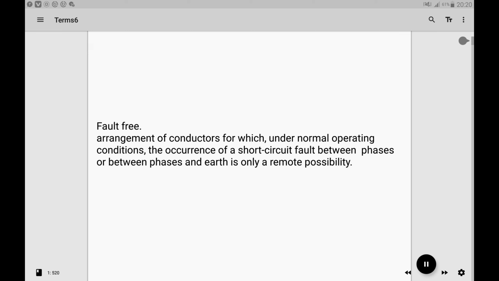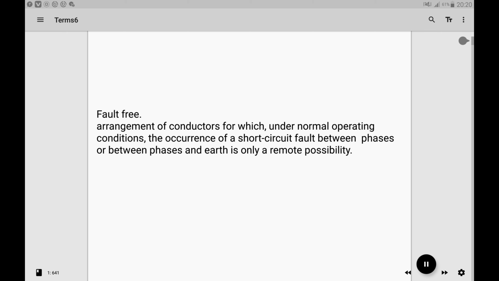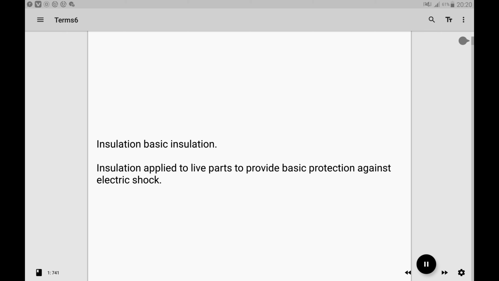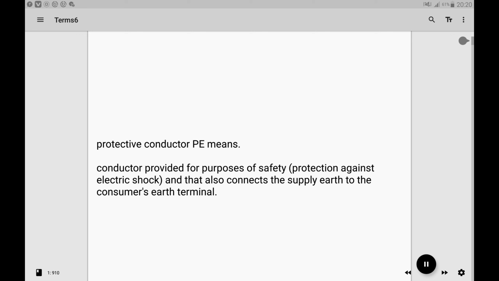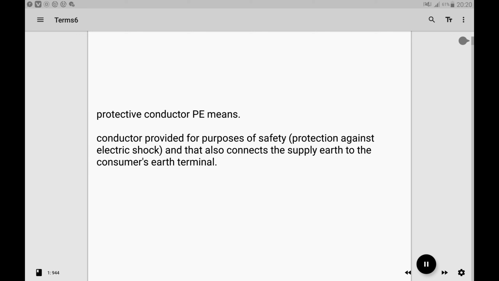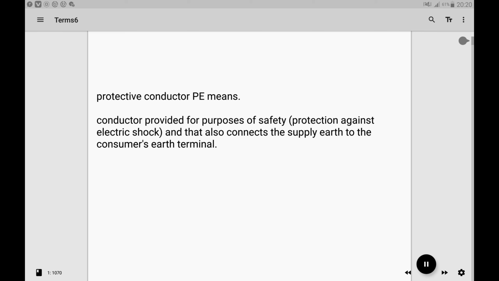Fault-free. Arrangement of conductors for which, under normal operating conditions, the occurrence of a short circuit fault between phases or between phases and earth is only a remote possibility. Insulation. Basic insulation. Insulation applied to live parts to provide basic protection against electric shock. Protective conductor. PE means conductor provided for purposes of safety protection against electric shock, and that also connects the supply earth to the consumer's earth terminal.